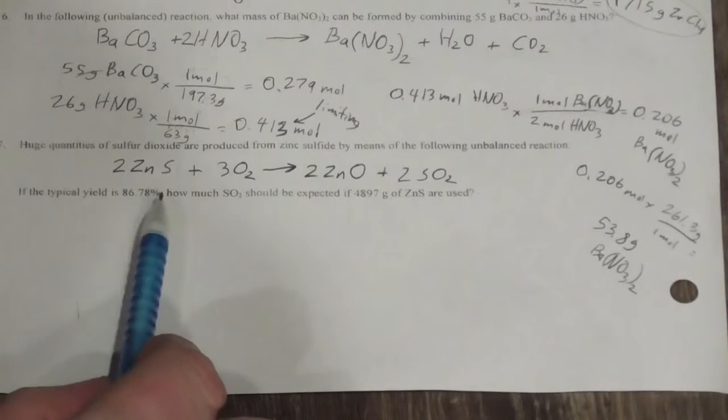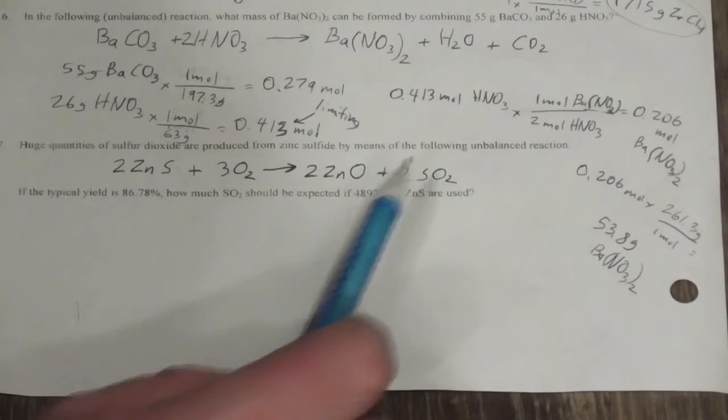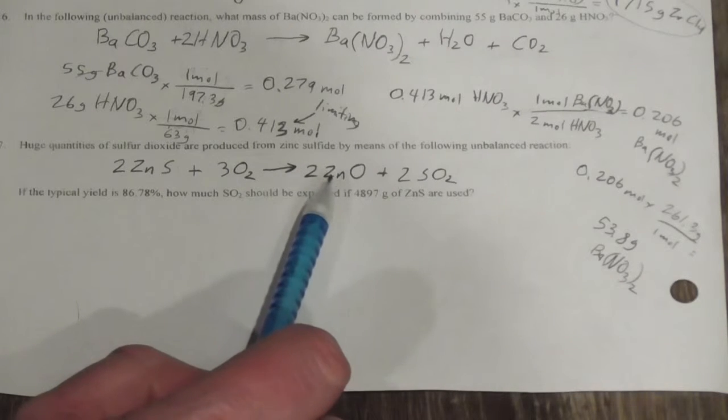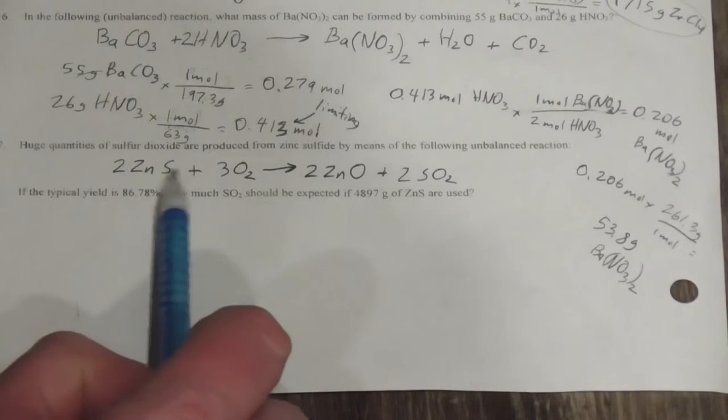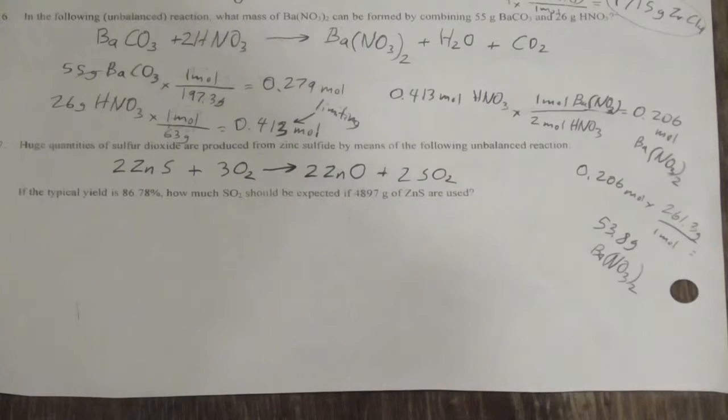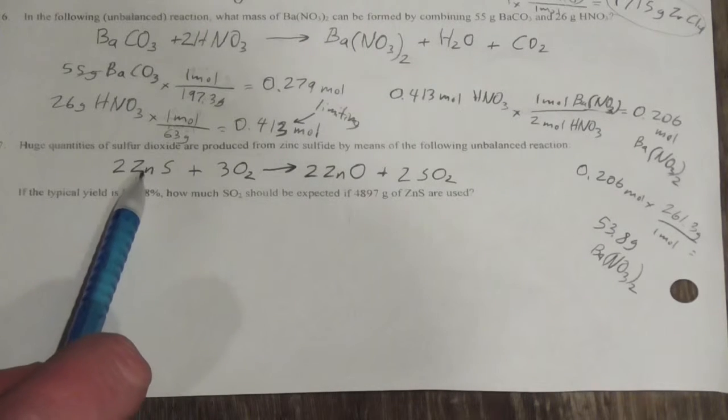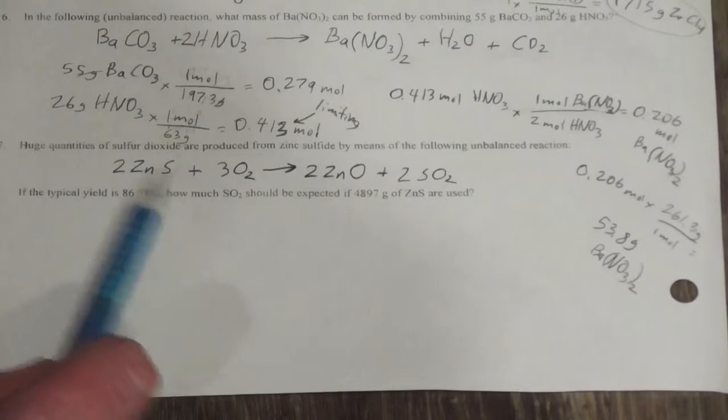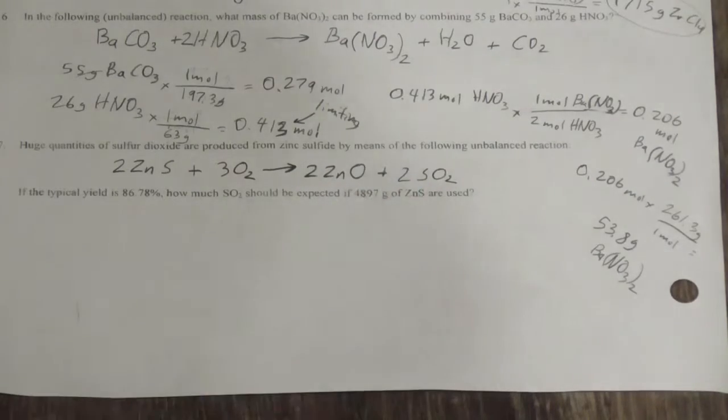Now it has to be sulfur dioxide because it has to be sulfur combined with oxygen to make sulfur dioxide. There's no decomposition reaction where zinc sulfide would be able to make sulfur dioxide without any oxygen being involved.